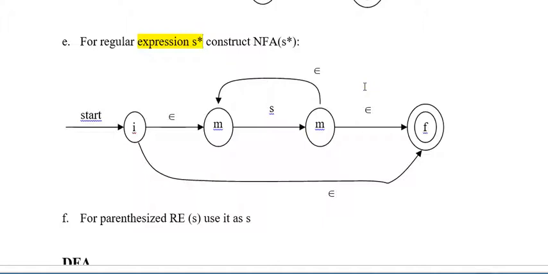because it can be S, SS, SSS, SSSS, and finally the M will move to a final state with the epsilon, and the starting state I can also go to the final state with a simple epsilon, because S star, which is the closure, can also be a simple epsilon symbol.